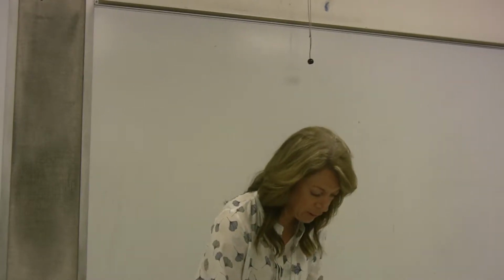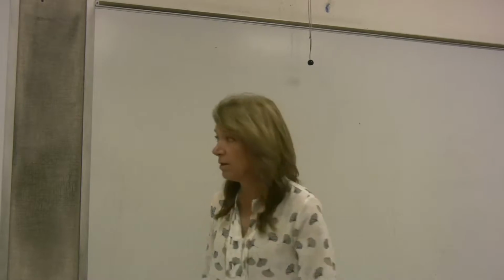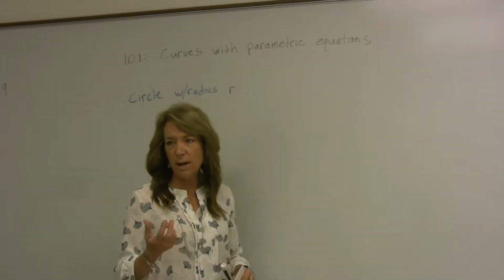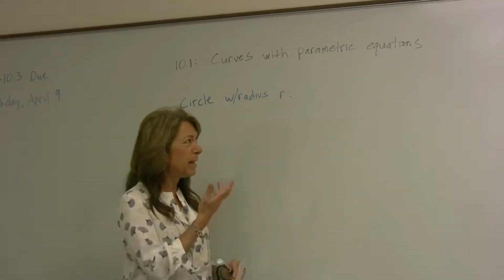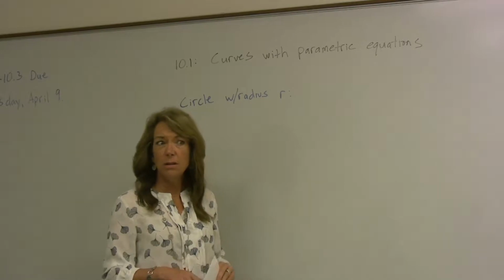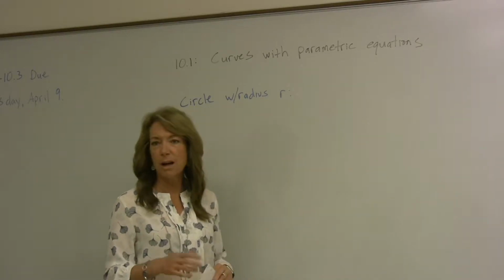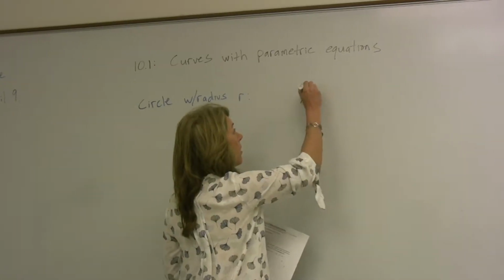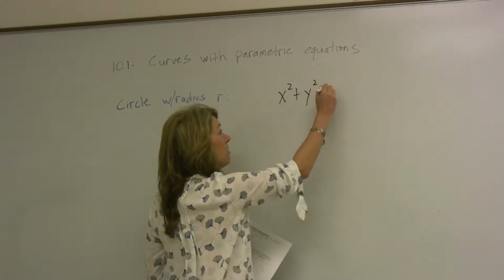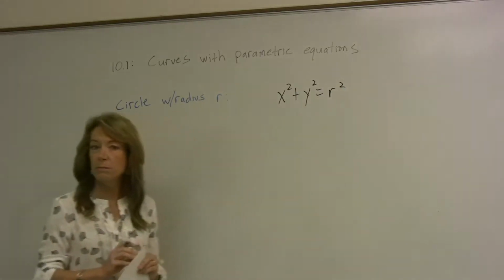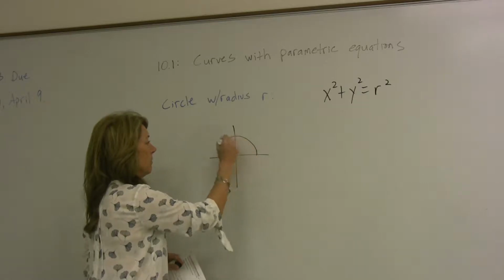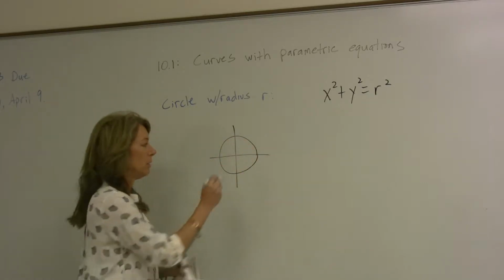10.1, curves defined by parametric equations. So it's another way to write equations for different curves, like we've done, parabolas, and we actually know the equation for a circle. Like what's the equation for a circle with radius r if it's centered at the origin? X squared plus y squared equals r squared. We've seen that before. A picture of it. Pretend that's a circle where the radius is r.